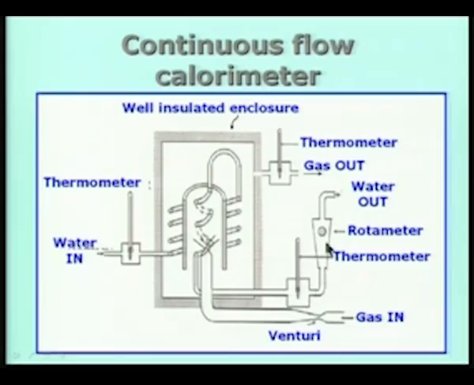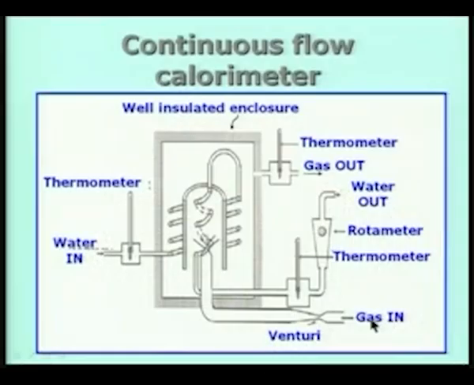It goes through a rotameter so that the measurement of the flow can be done and the water is taken out, and the entire process takes place in a well insulated enclosure. The enclosure, of course, in this case is going to have two roles. One is to prevent any damage to persons outside, because there is a chemical reaction taking place. We would not like the people to be in contact with the gases which are going to be generated, and secondly it also provides an insulation so that the entire process is adiabatic.